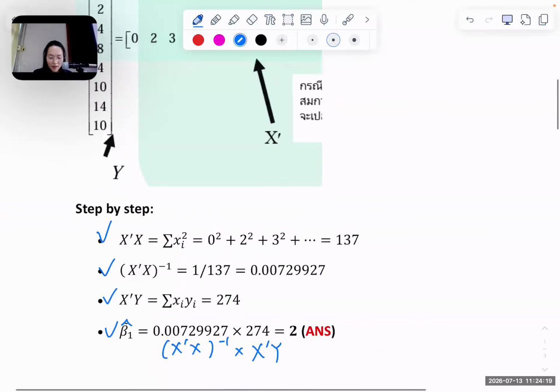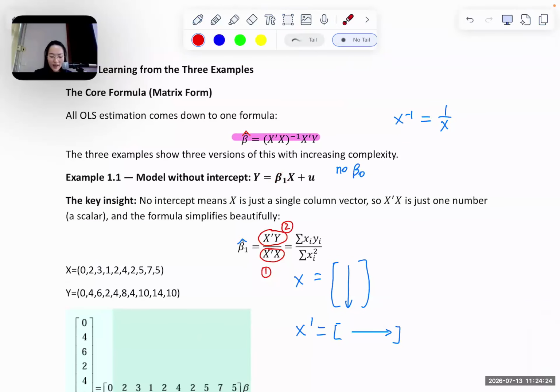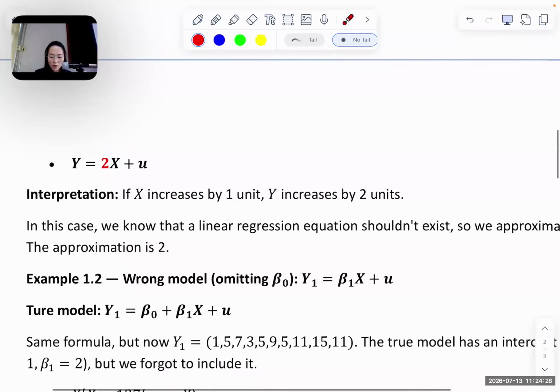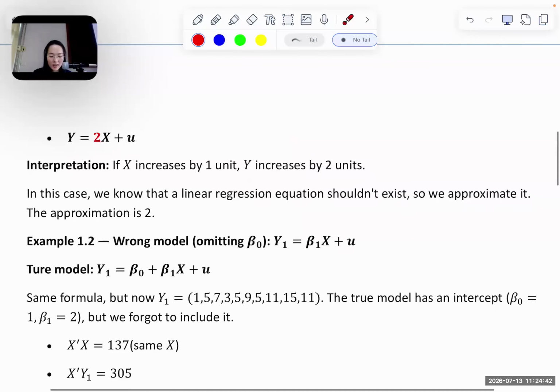Okay, so which means beta 1 here is 2, right? So we plug in to our model y equal to x plus mu. The interpretation is if x increases by 1 unit, y increases by 2 units, right? Because we don't have any log transformation here. So those are unit change. In this case, we know that a linear regression equation shouldn't exist. So we approximate it. The approximation is our estimation, which is 2.